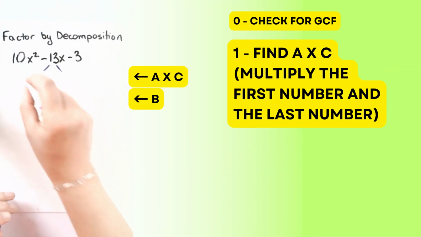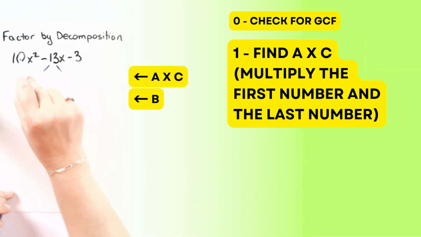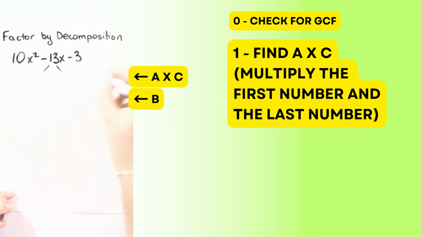The first thing I need to do is multiply my first term and my last term. So 10, and you do this on the side, 10 times negative 3 is negative 30. And I'm going to find two numbers that multiply to negative 30 and add to negative 13.